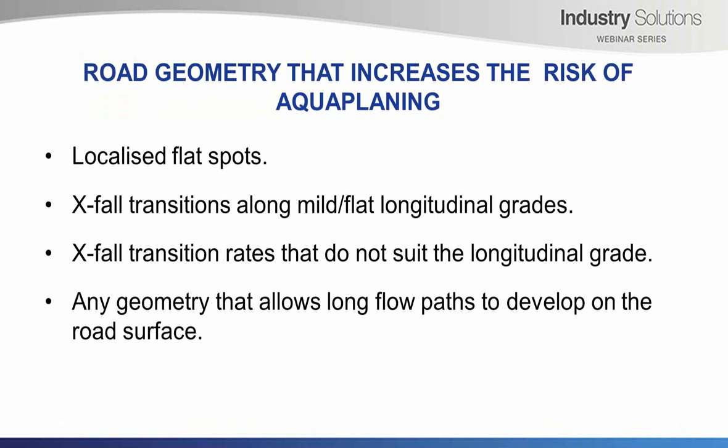And lastly, any geometry that allows for long flow paths to develop on the road surface and stay on the road surface. So it might be, for instance, a very steep road with a mild crossfall that will keep the flow on the road, and then there might be sufficient curves in the road. Basically, as your flow path gets longer and longer, even regardless of the slope of it, the film depth does increase, so you don't want very long flow paths either.